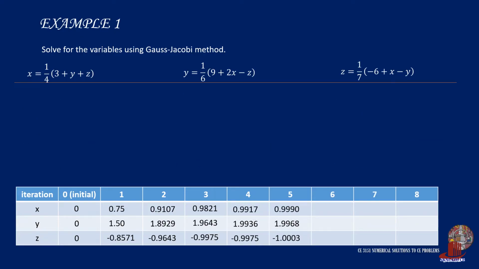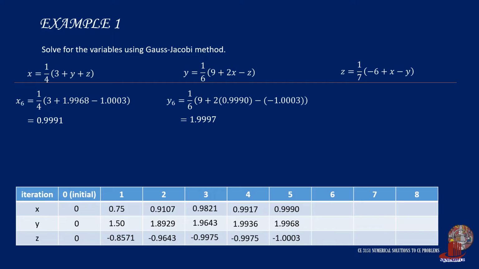Continue to the 6th iteration to check if decimals can get even closer. So x sub 6 is 1/4 of 3 plus 1.9968 minus 1.0003, which is 0.9991. Y sub 6 is 1/6 of 9 plus twice of 0.9990 less negative 1.0003, which is 1.9997. Z sub 6 is 1/7 of negative 6 plus 0.9990 minus 1.9968, and that is negative 0.9997.